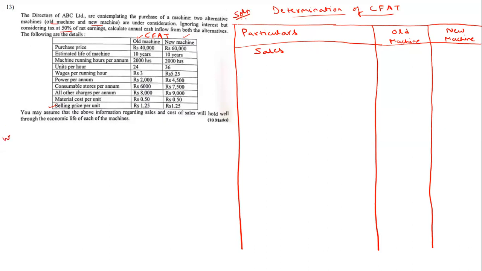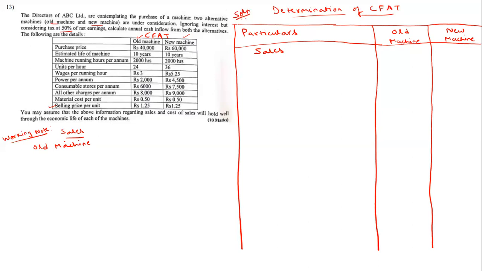Let me use this space as the working note area so that you can also make a note and understand. We are talking about the sales, right? Let us calculate the sales for old machine first, and then I shall take you to the new machine sales calculation.